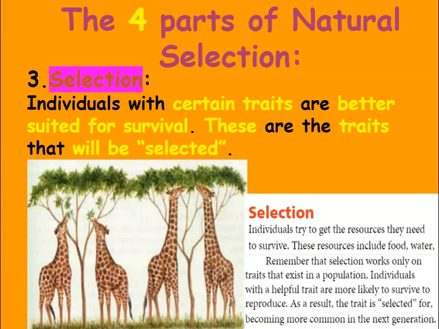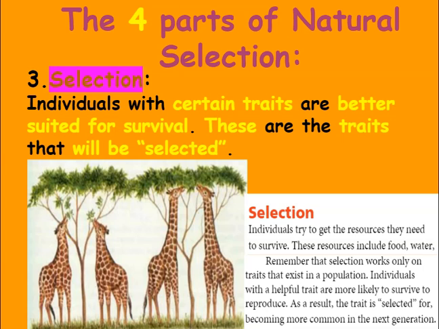Selection is part three. It says individuals with certain traits are better suited for survival. These are the traits that will be selected. Right? So that's why it's called that. So what is actually being selected for? And I took a little passage from the book. It says individuals try to get the resources they need to survive, like we just talked about: food, water, space, a mate, that kind of thing. Remember that selection works only on traits that exist in a population. Individuals with a helpful trait are more likely to survive to reproduce. As a result, the trait is selected for, becoming more common in the next generation. So that's how it works.